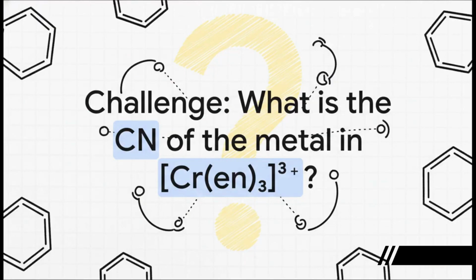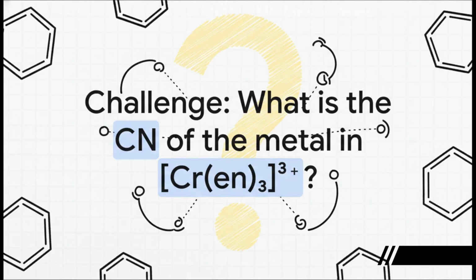Okay, another pause and think. And this one's a mini challenge. You ready? There's a ligand called ethylene diamine, or EN for short. It's bidentate, which is a fancy way of saying it bites down on the metal in 2 spots. So if you have 3 of these EN ligands attached to chromium, what's the coordination number? Is it 3 or is it 6? Come on, think about it.